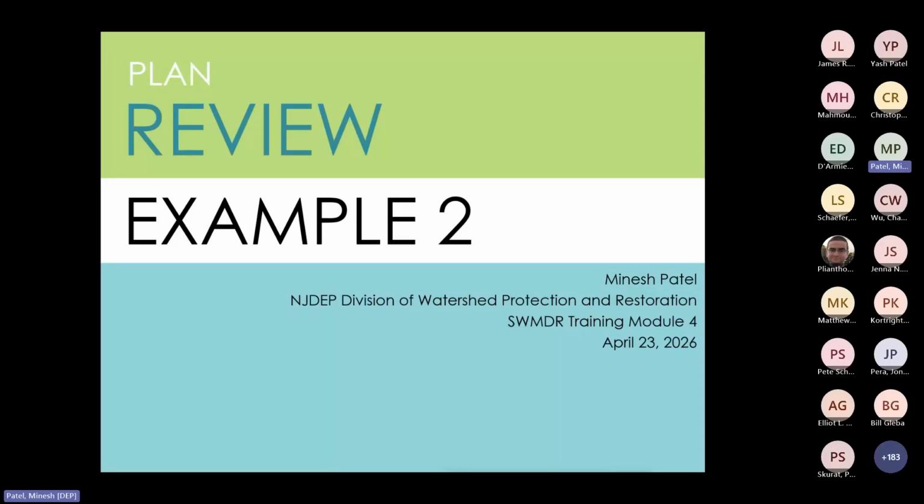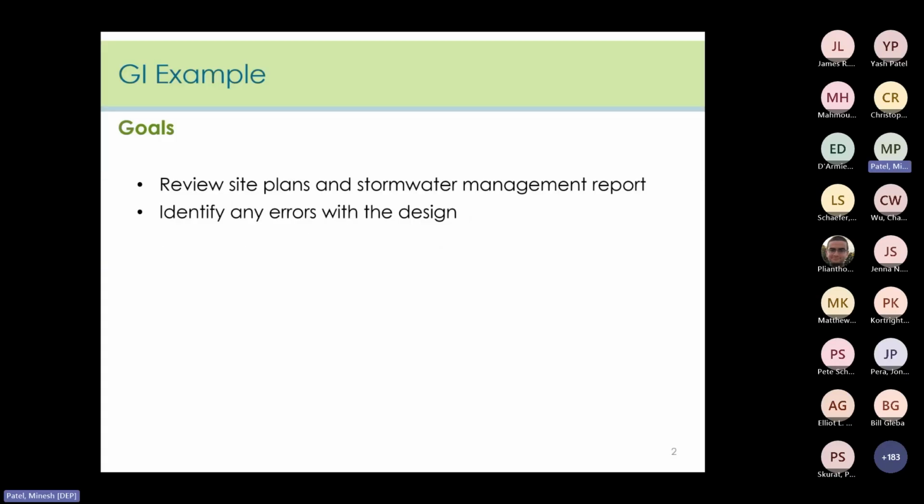All right, welcome back, everyone. We will now continue on with plan review example number 2. So the goals of this presentation are the same as those for the prior example. We will focus on whether the project meets the requirements for green infrastructure, and we'll look at what was proposed and identify where this design falls short.